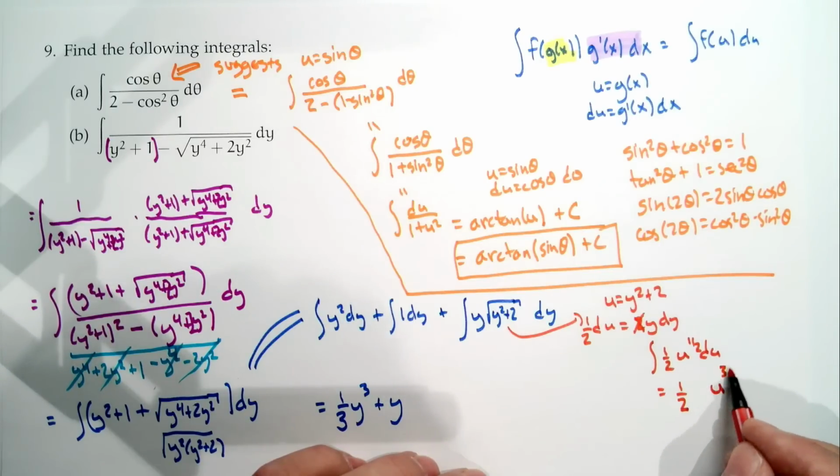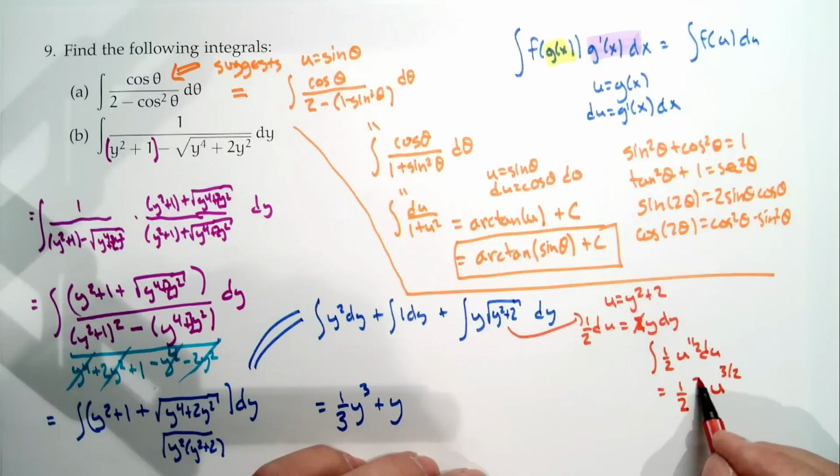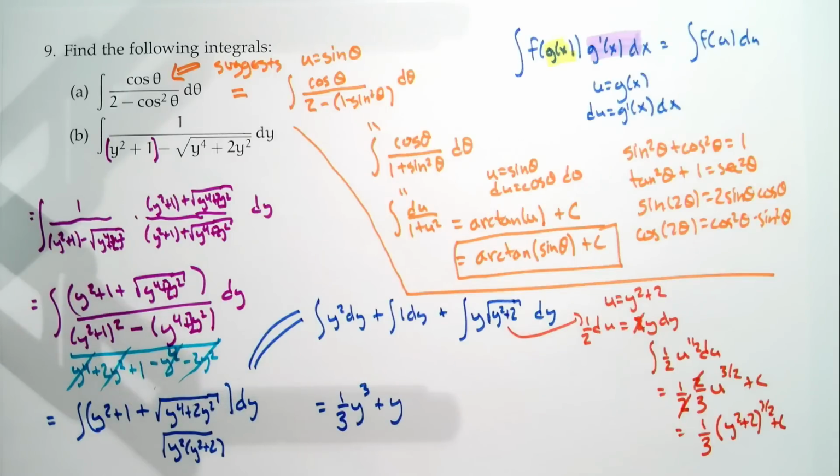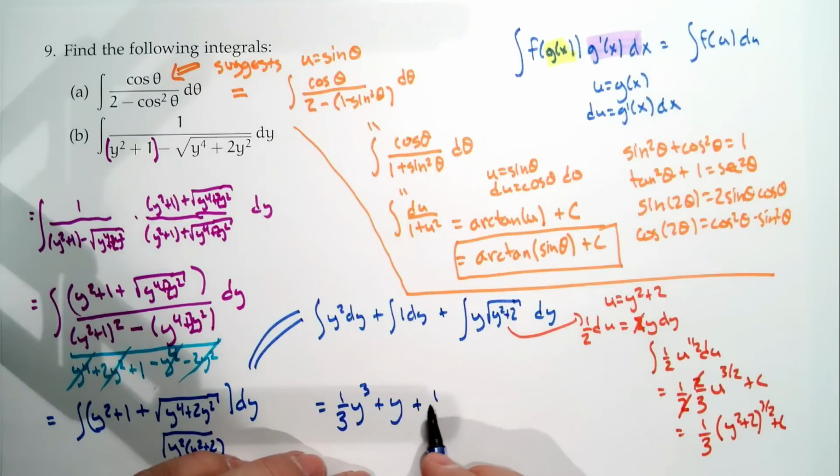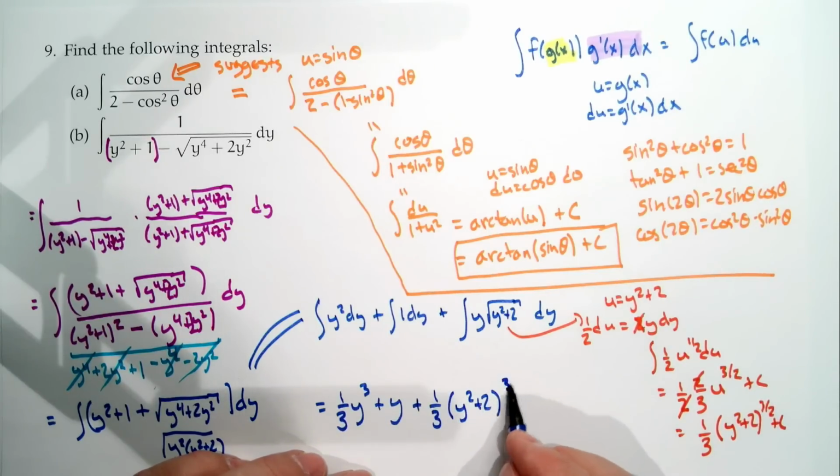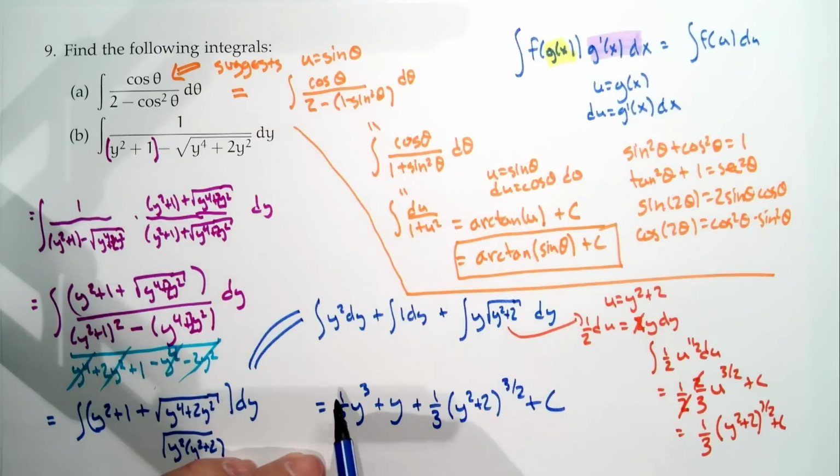Add 1 to the exponent, that's 3/2. Flip the exponent over, 2/3. So, tack on a plus c, so we get, this is 1/3, and then y squared plus 2 to the 3/2 plus c. And so that is going to be our last piece. So plus 1/3 (y squared plus 2) to the 3/2 plus c.